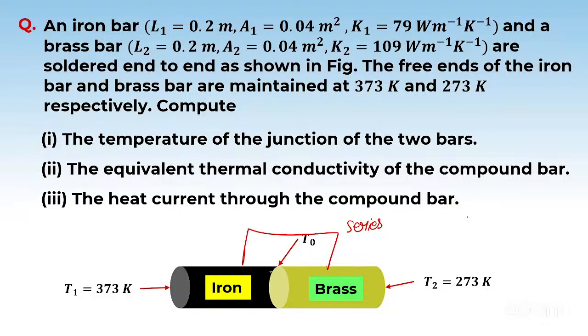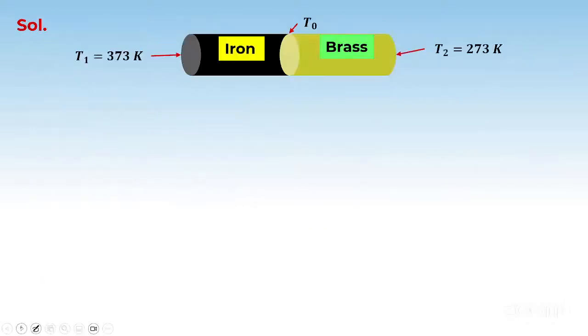देखो, end to end connected है, इसका मतलब जो यहाँ से heat transfer आएगी वही same इसमें चली जाएगी. So if the heat transfer rate is same, we can say this connection is the series connection. So what we have to find out: the temperature of the junction of the two bars, the equivalent thermal conductivity of the compound bar, and the heat current through the compound bar. So it would be easy. Temperature of both the ends are given to you.